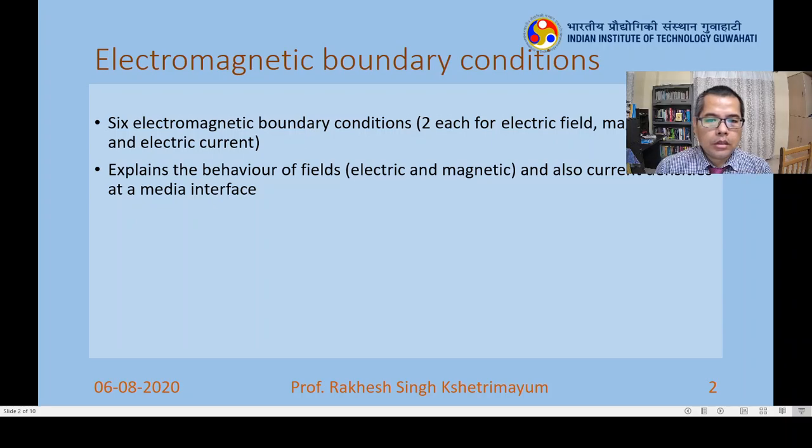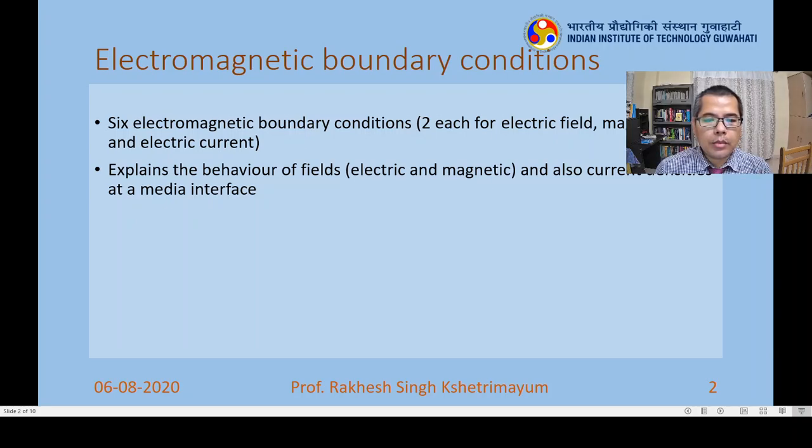So why do we need these electromagnetic boundary conditions? Basically, these boundary conditions explain the behavior of fields. We have both electric field and magnetic field, so that's why we have electric boundary conditions and magnetic boundary conditions, and similarly the behavior of current density. So that's why we have electric current boundary conditions at the media interface.